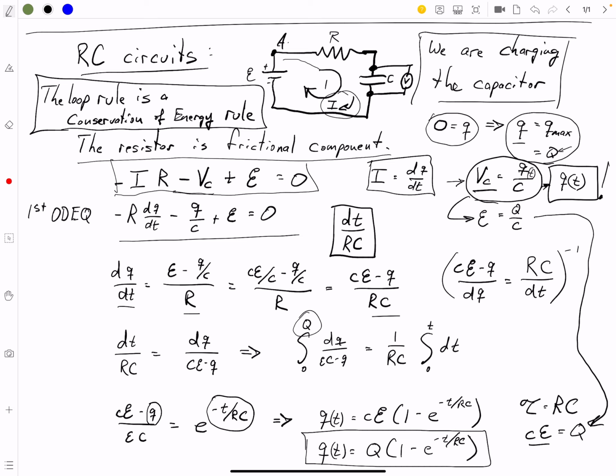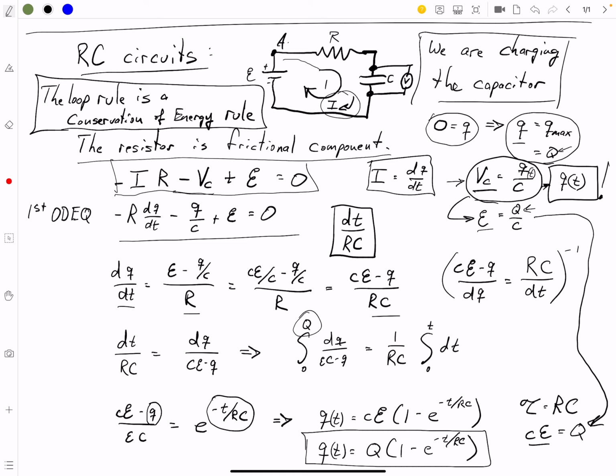Now, after t goes to infinity or some really large amount, we're going to have a full Q there. That'll be our Q max. The voltage across it will be our voltage epsilon, and if you divide Q max by the capacitance, we're going to have our total. So that's going to be useful later.